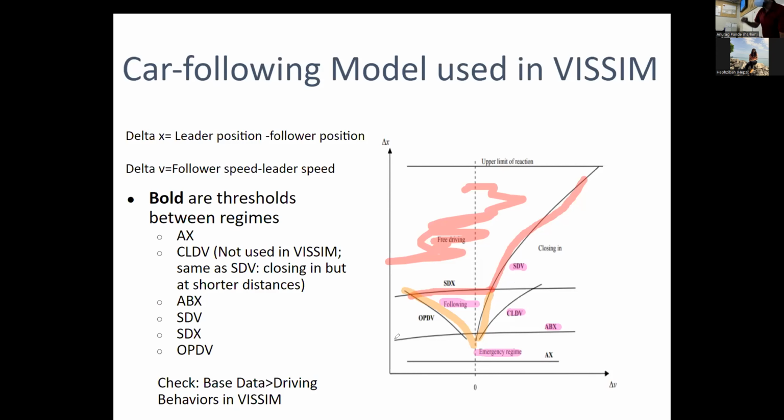Because they don't disclose the exact model, but if I were to guess, I would think that what VSIM uses, instead of these two, CLDV and SDV, is a line or an equation or a curve that goes something like this over here. So instead of these two CLDV and SDV, they use an SDV that sits sort of in the middle of these two. That's how they differentiate between a free driving scenario and a following scenario. Does that answer your questions about what I'm talking about?